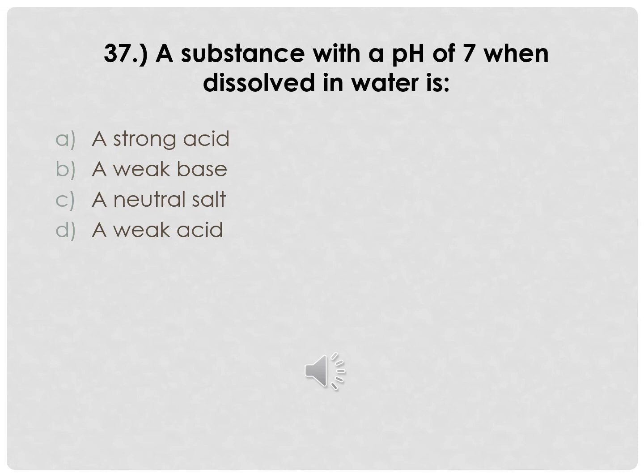Since this question is asking us about a substance with a pH of 7, we can rule out that substance being either an acid or a base, since it falls right in the middle of the pH scale. So the correct answer here would be letter C, a neutral salt.